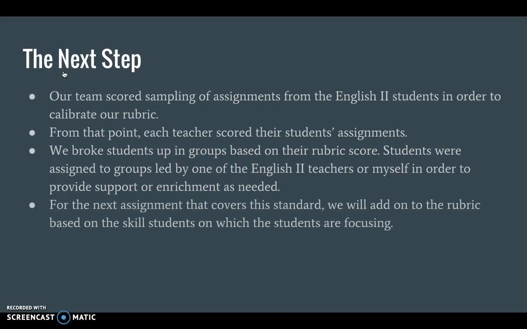So then for the next assignment that would cover the standard, we would add on to the rubric based on the skill that students needed and which we're focusing on. So for example, the first thing that we like to get English 2 students doing is just using some analytical language and using a little bit of text evidence from the text, and realizing that there are words there that should show you what an author is meaning and that you might have to think about it. That's all we want for the first assignment.